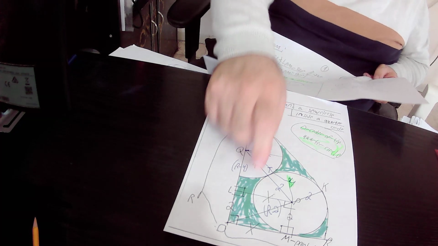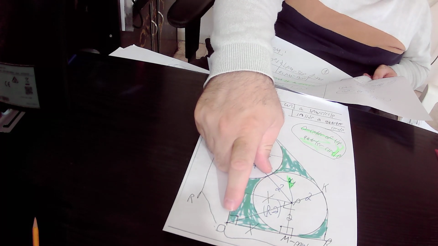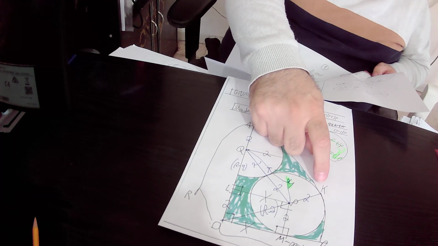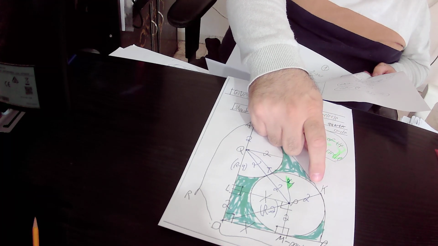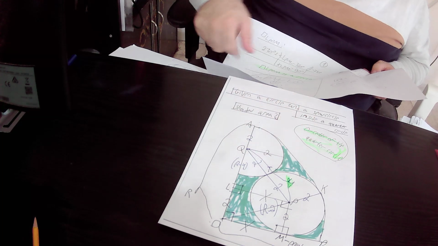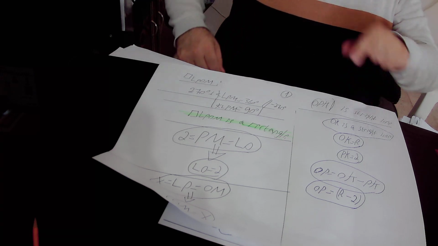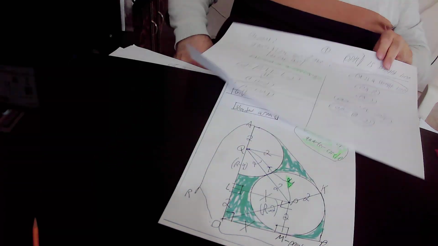Here, point O is the center of the quarter circle. Point K is the point on the quarter circle itself. So this is exactly the definition of a radius. That is to say, OK is the radius of the quarter circle that is equal to capital R according to our definition. So OK equals capital R.